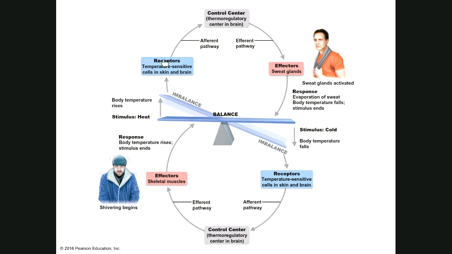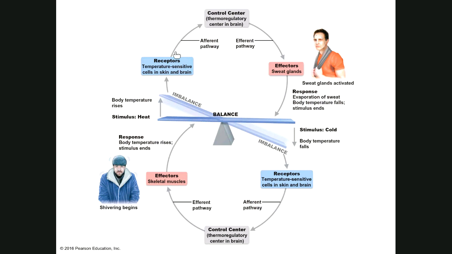Okay, so first, remember our three parts. We have a receptor, control center, effector. Receptor in this situation is temperature-sensitive cells in the skin and the brain. Now, temperature-sensitive receptors, or it says here, temperature-sensitive cells, really, there are specific names for those, but we're just going to generalize it, all right? So receptor in this situation is temperature-sensitive receptors, or you can just say temperature-sensitive cells. These pick up the fact that body temperature is rising.